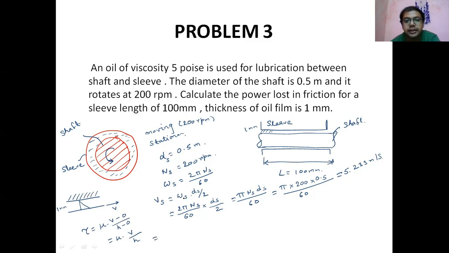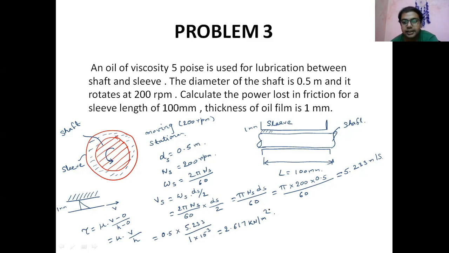Mu value is given here, 5 poise. If you convert 5 poise into Newton units, 5 by 10, so 0.5, you can write it down here, Newton second per meter square. And the velocity is 5.233, and the thickness given here is 1 into 10 to the power minus 3. So this will come around 2.617 kilonewton per meter square. This is the tau value.